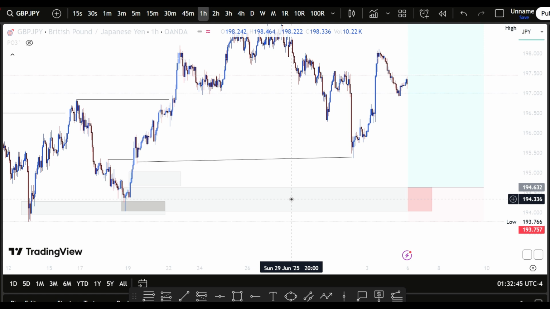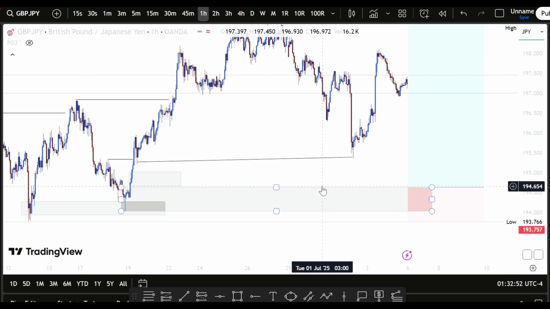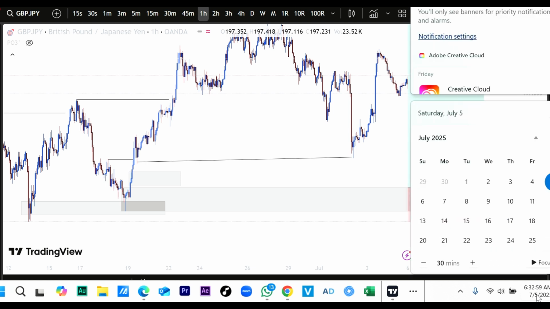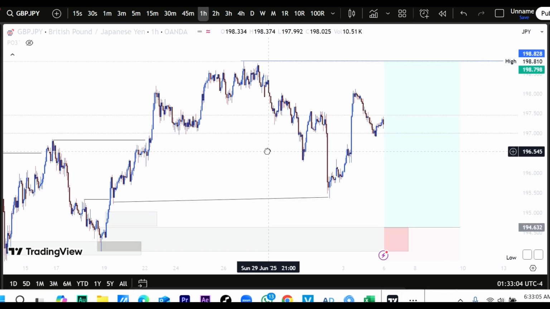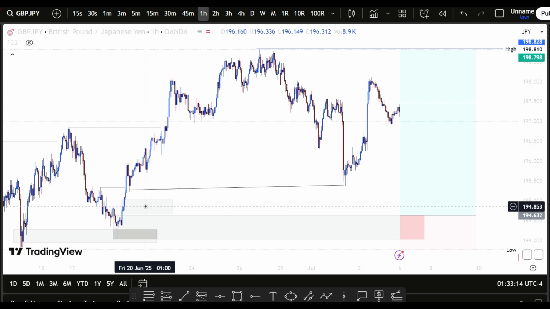Let's see what happens next week. Today is 5th of July. Let's see what happens when the market opens on Monday, 7th of July. So guys, this is it for British pounds, Japanese yen on the 1 hour. This is my setup. I'll just quickly add here.